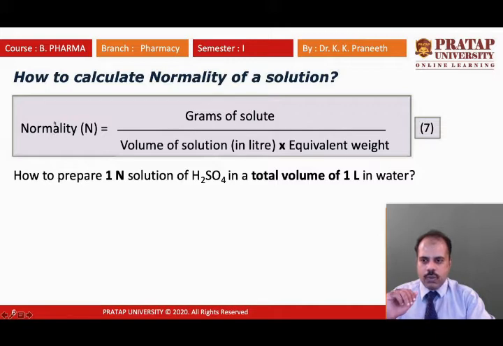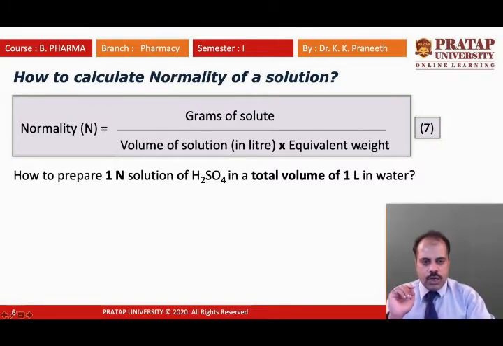So normality we know, normality is given in the question. We need to make 1 normal solution. And how much is the total volume of solution in liter? It's also given in the question, right? I have given the total volume needed is 1 liter. So 1 liter needed and 1 normal concentration needed. So we just want to calculate the grams of solute needed.